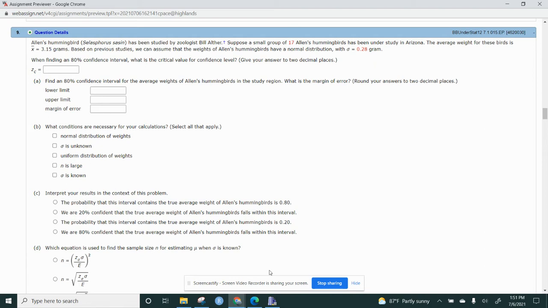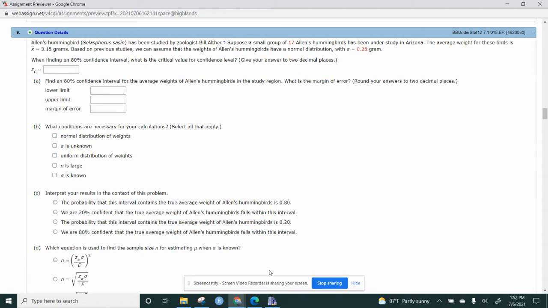And based on previous studies, we can assume the weights have a normal distribution with a standard deviation of 0.28. All right, that's really important right there because it says based on previous studies and it has a normal distribution. So I'm going to call that a population standard deviation. That's great because it gave it to me. It wasn't based on that sample, it was based on previous samples. And that's where it's important.